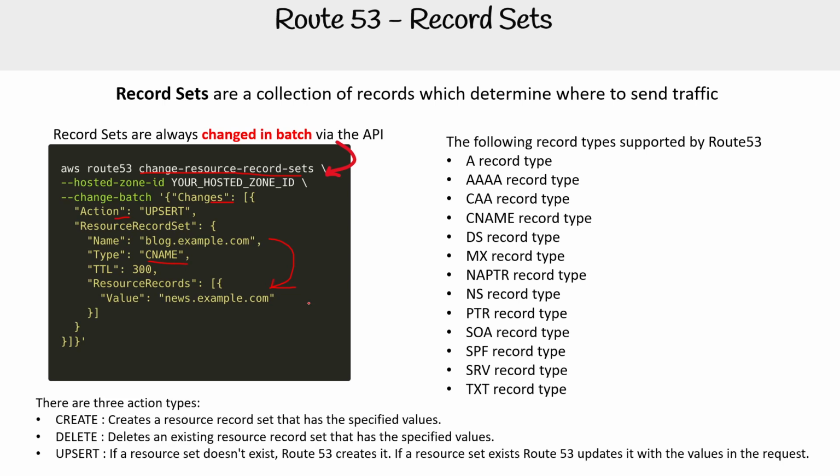This API call has three types of actions. You have the create, the delete, and the upsert. Create creates, delete deletes. Upsert will create a record if it doesn't already exist, and if it already exists, it's going to update it.